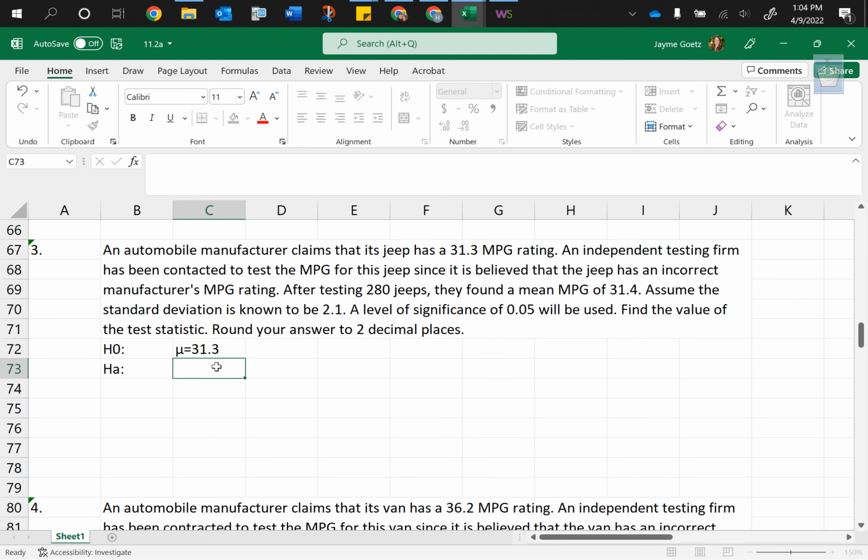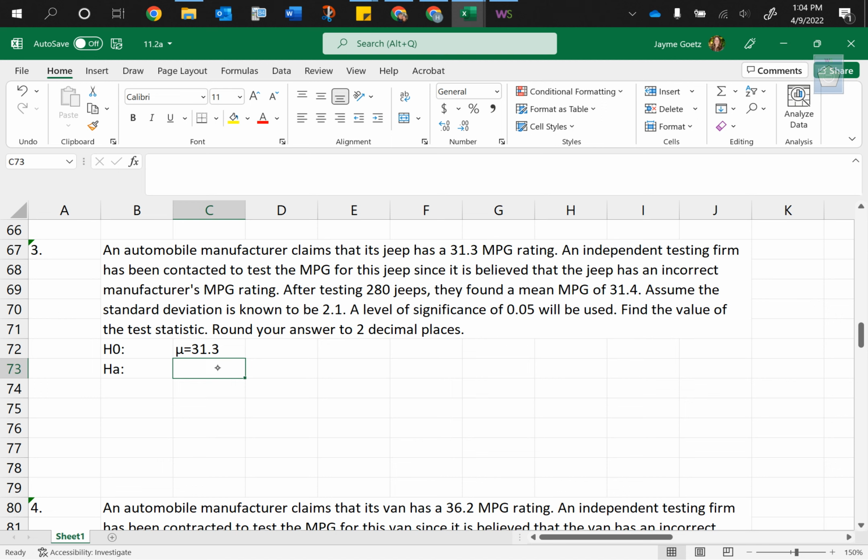Okay, 31.3. The alternative hypothesis comes from the second sentence. An independent testing firm has been contacted to test the miles per gallon for Jeep since it was believed that the Jeep has an incorrect manufacturer's rating. That means that it's not greater than, not equal to, just incorrect. So I'm going to go back to my symbols, and I'm going to say mu, insert, is not equal to, insert, close, and then 31.3. Okay, mu is not equal to 31.3.